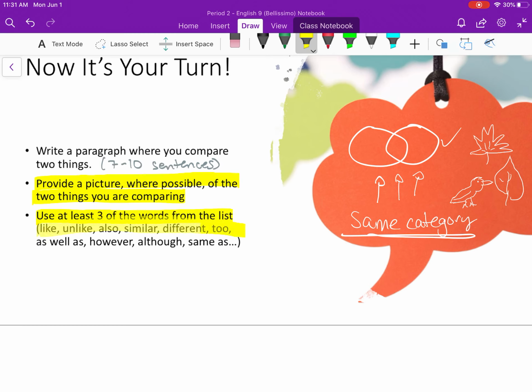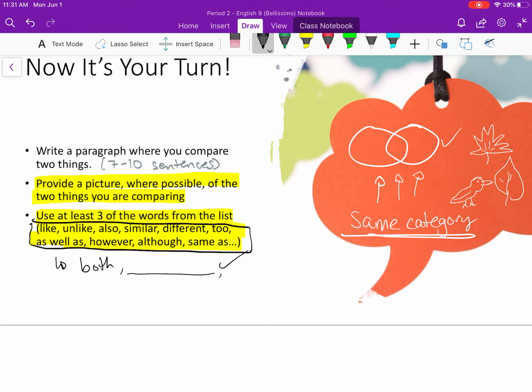Okay, so here's that whole list again, in case you didn't get it down the first time, at least 3 of those ones. Now you can choose other ones as well. If you have words like both, or if something else seems to be a signal word for you, you can go ahead and choose that as well, but I want 3 from this list. So it shouldn't be too hard to use 3 from that list, right? So use at least 3 from the list, 7 to 10 sentences, 2 items, choose the same category where possible to make it nice and easy for you, and provide a picture if you can.